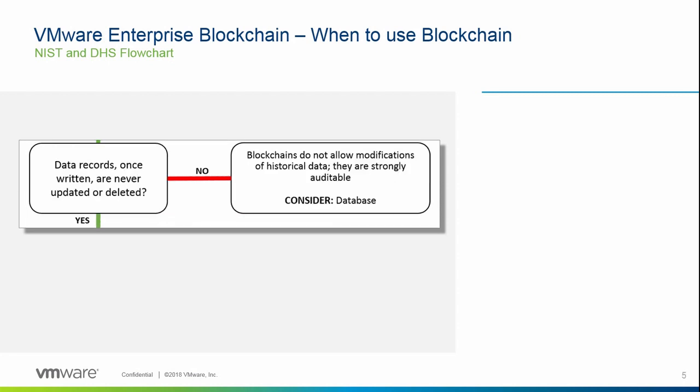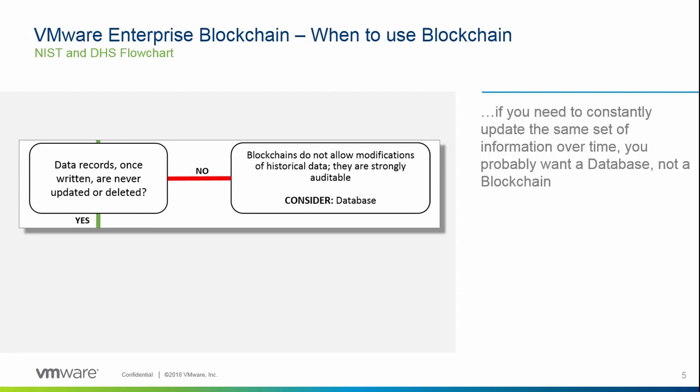So next question, data records once written are never updated or deleted. If that is the case, then that's a great use for blockchain and the immutability and tamper-proof nature of it. But if the answer is no, then one thing to consider is blockchains do not allow modifications of historical data. They are strongly auditable. So in that instance, you might want to consider a database instead. So if you constantly need to update the same set of information over time, you probably want a database, not a blockchain.